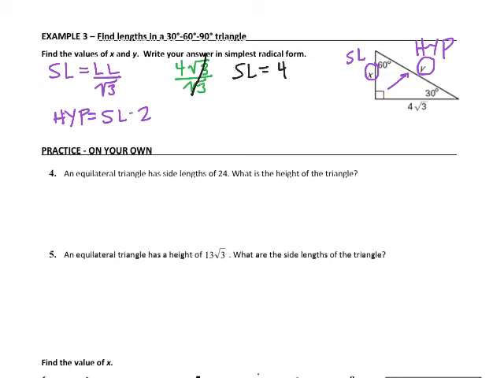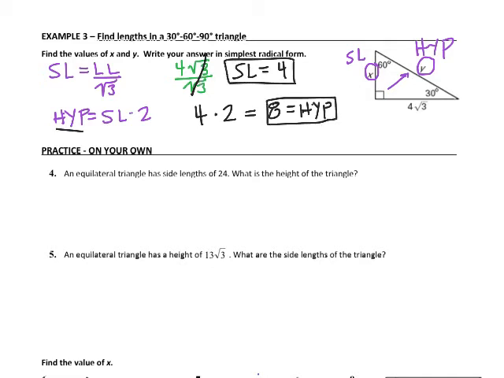And to find our hypotenuse, we're just going to take 4, which we just found out for our short leg, multiply by 2, so the hypotenuse is going to be 8. Okay, so the key, of course, to solving these problems is knowing which side you're solving for and which formula to use to be able to solve correctly.